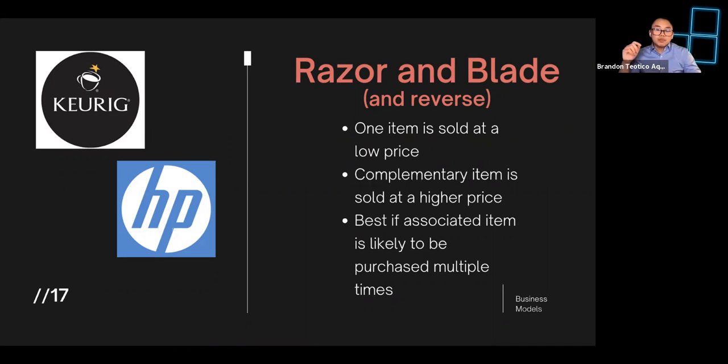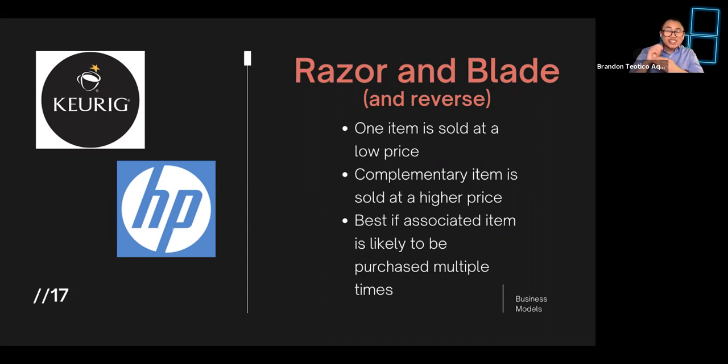And another example, one that I really love using, is Keurig coffee. So it's at-home coffee. You buy the coffee machine for a premium price, but the coffee K-cups that you need to use the coffee machine are relatively inexpensive, depending on which you buy. Some are more expensive than others. But with the razor and blade model, it's best to use if the associated item you're selling will be a recurring purchase.